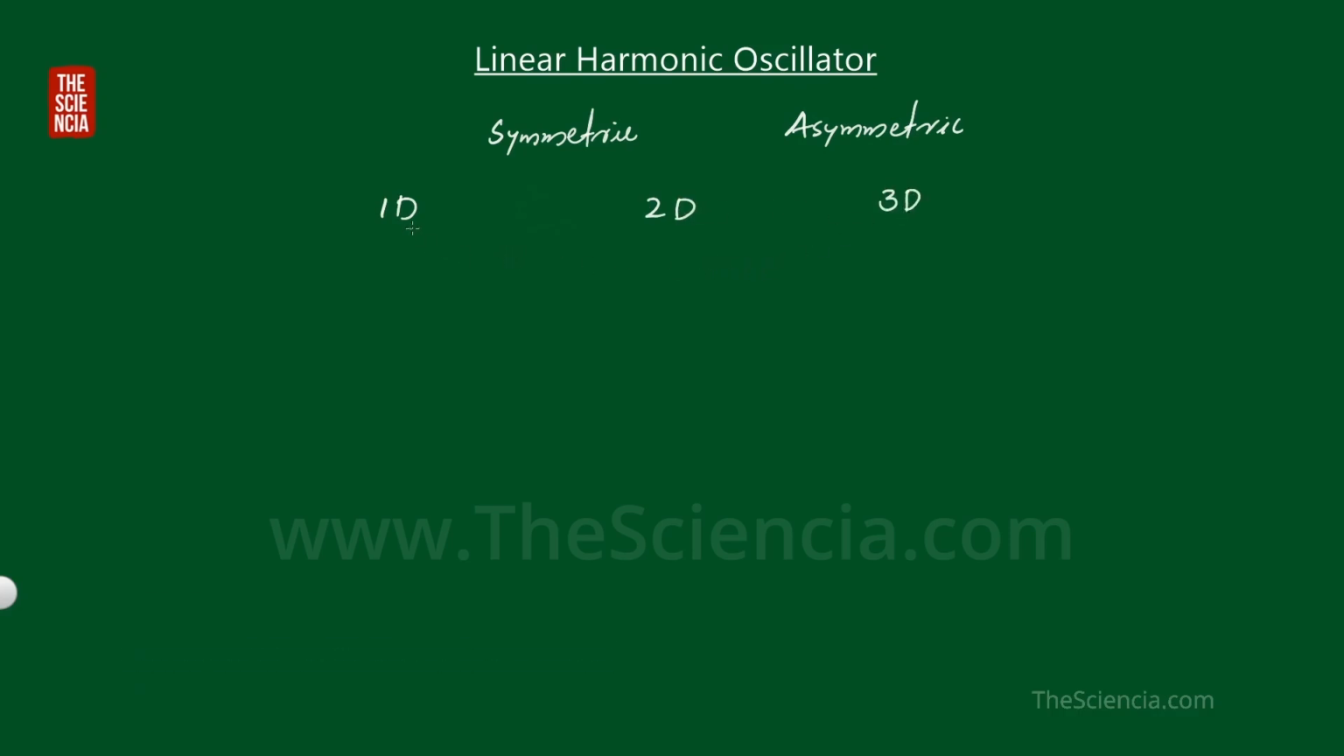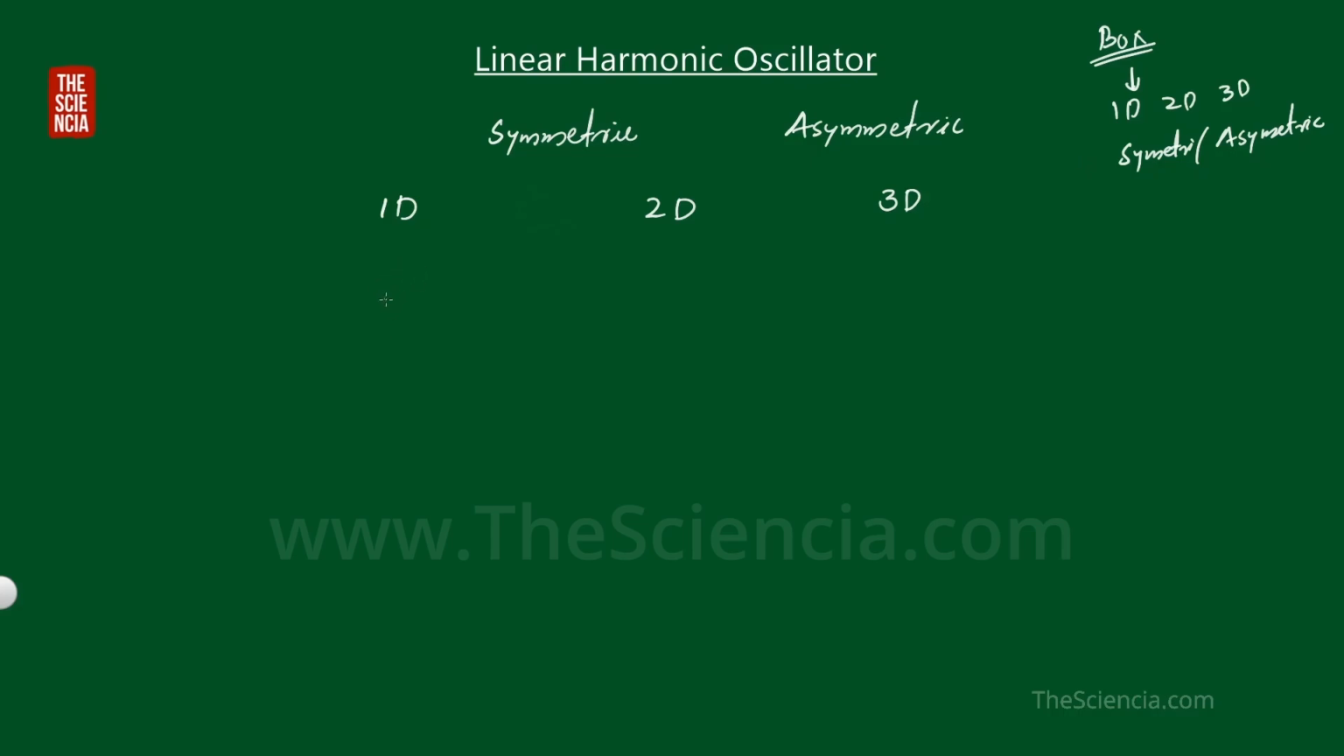So a 1D LHO also can have symmetric and asymmetric cases, and a 2D LHO also can have symmetric and asymmetric, and so on. Okay. Earlier, when we discussed the box problem, we discussed the 1D box, 2D box, and 3D box, and we discussed the symmetric case and the asymmetric case. In a similar fashion, in the linear harmonic oscillator also, we will discuss all these ideas.